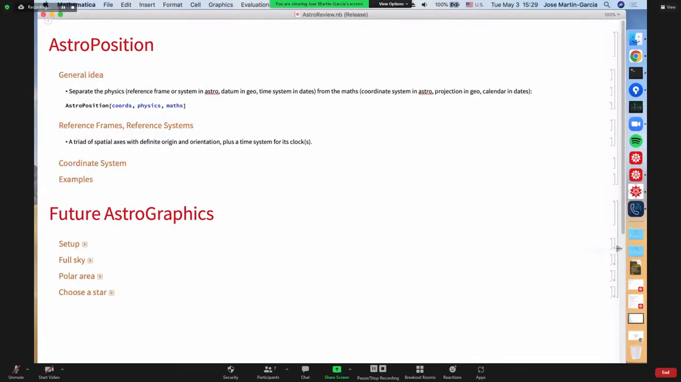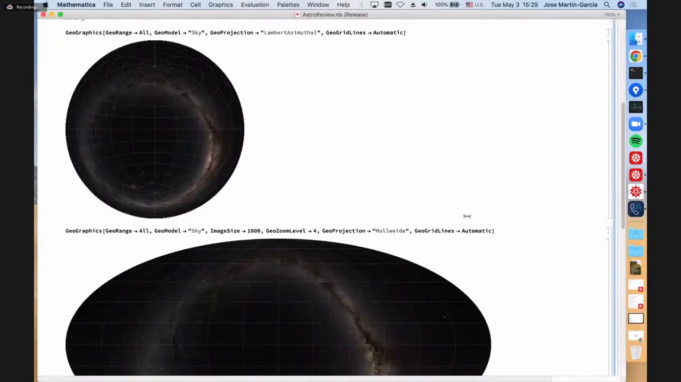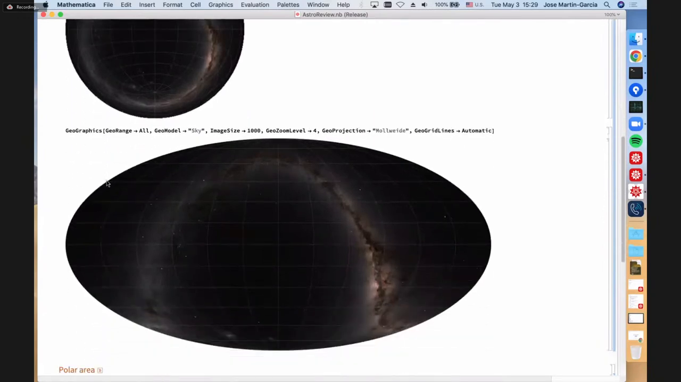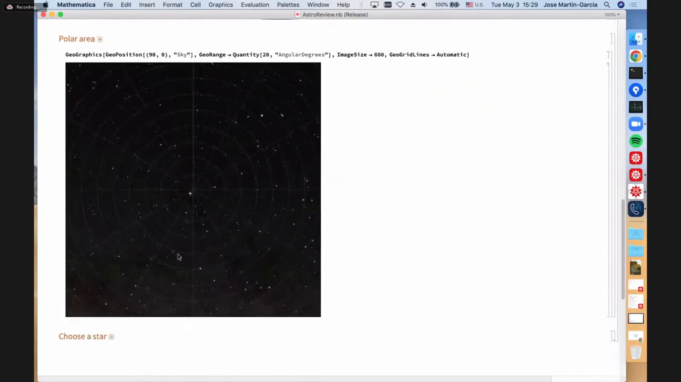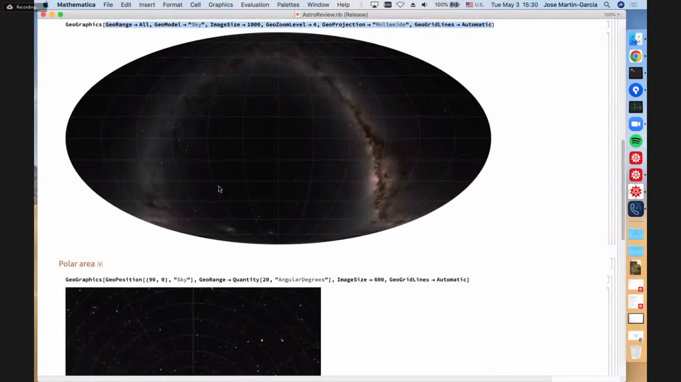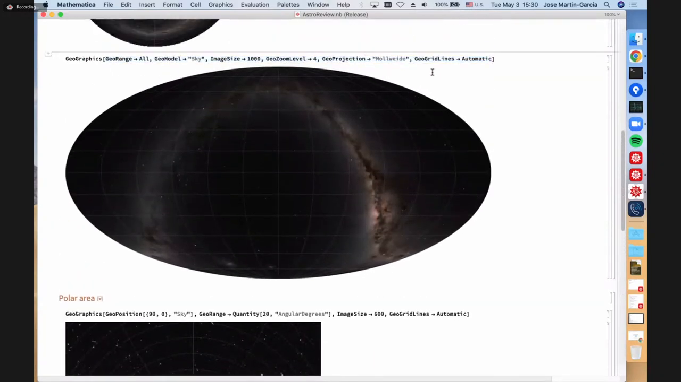Yes, so this is the future astrographics that we were planning, and it's right now modeled inside geographics. It's just that we have a sky to model, and it will be able to do projections and show maps like this. Or we can zoom into a polar area, etc. Show me that first one again. Yes, that's lovely.